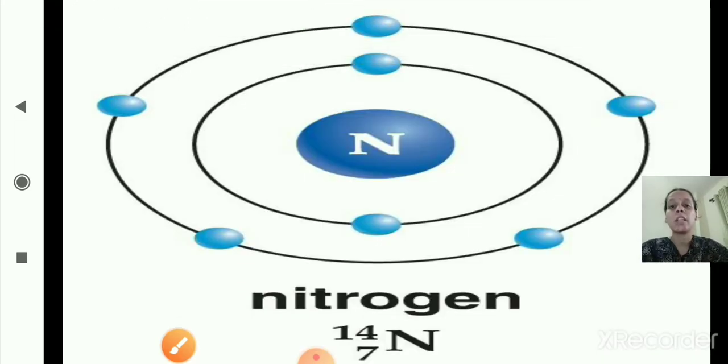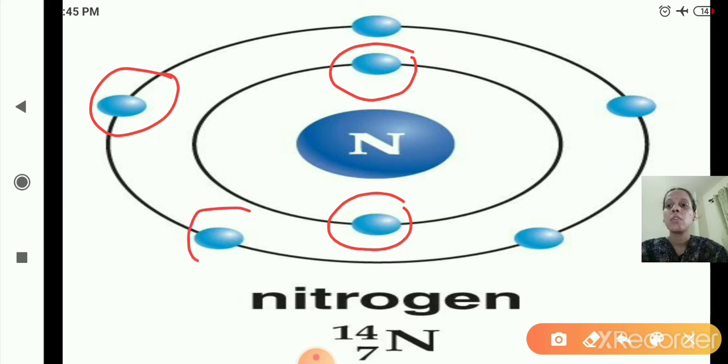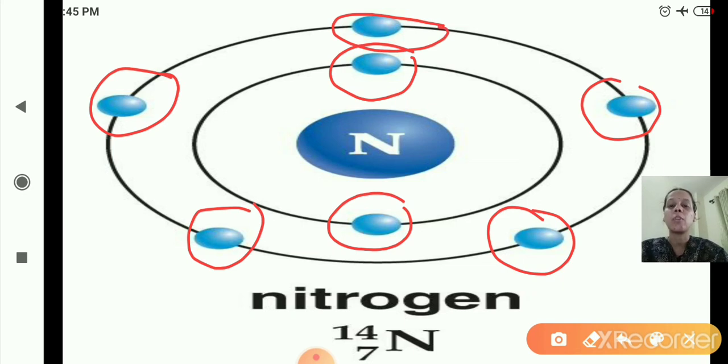Now the next one, that is nitrogen. Yes, in the nitrogen, as you can see here, in between we have written symbol N for nitrogen atom. In the K shell, 2 electrons and 1, 2, 3, 4 and 5 electrons in L shell. So total how many electrons? 2 plus 5, that is 7 electrons. So in the nitrogen atom there are 7 electrons, 2 in K shell and 5 electrons in L shell.